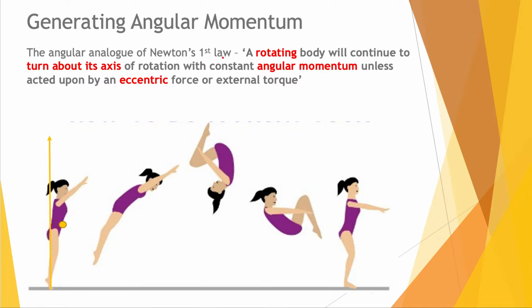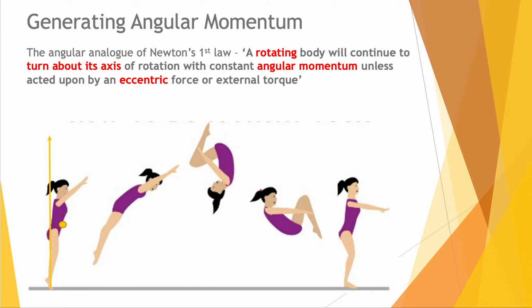So we know that Newton's first law: a body will continue in a state of rest or constant velocity until acted upon by an external or unbalanced force. And this is Newton's angular analogue of that first law. So a rotating body, this time rather than a body, will continue to turn about its axis of rotation rather than remain at rest or at constant velocity, with constant angular momentum, unless it's acted upon by an eccentric force or external torque. So what do we mean by that?